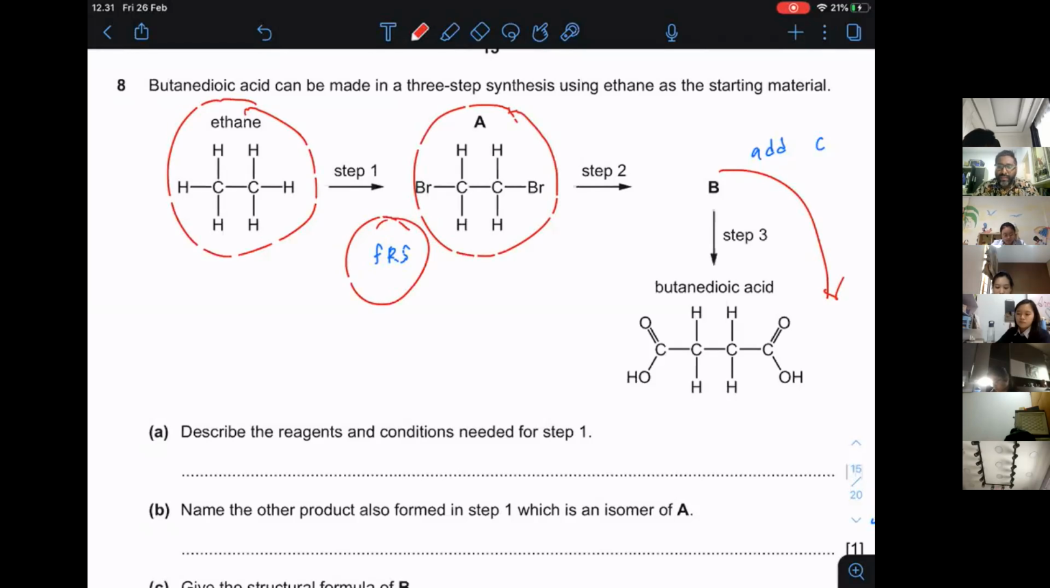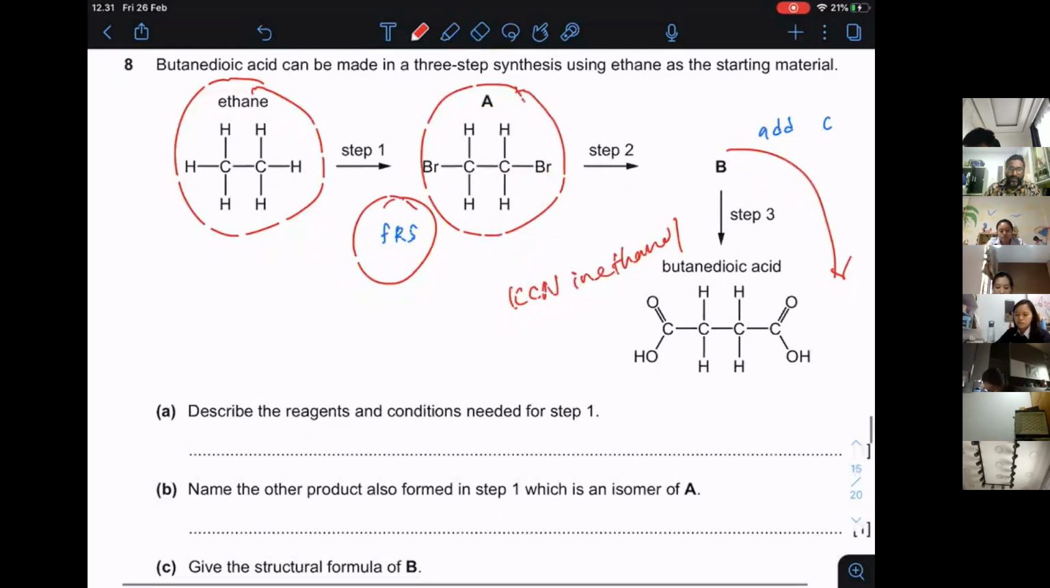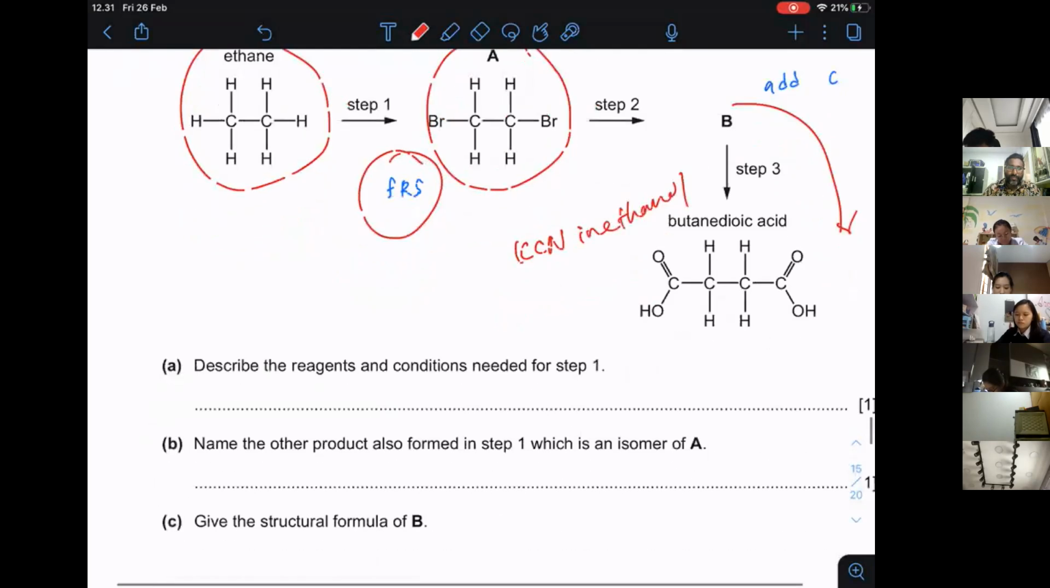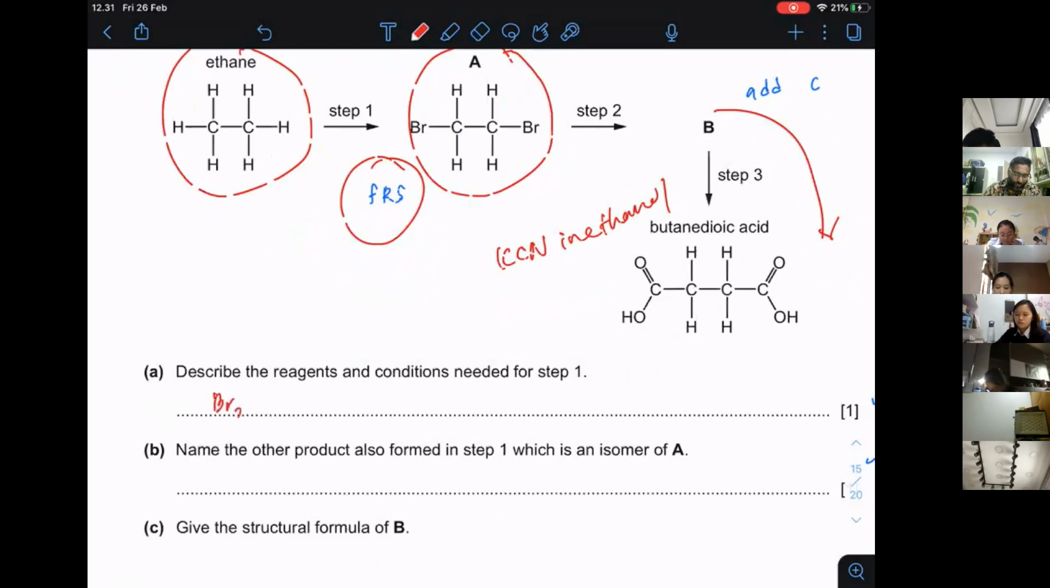The only way that you can achieve this is by adding the carbon through this equation, where you add the KCN in ethanol. That's the only way that you can do this. KCN with ethanol. So describe the reagents and conditions needed for step number 1. The reagent that you need to use is Br2 aqueous, and the condition is in the presence of UV light or sunlight.